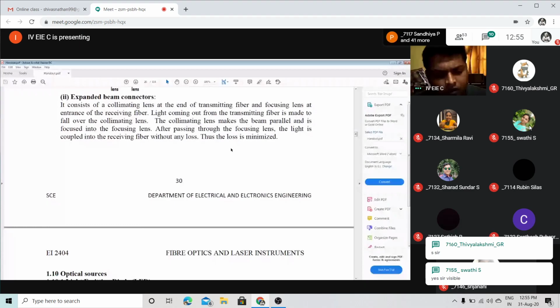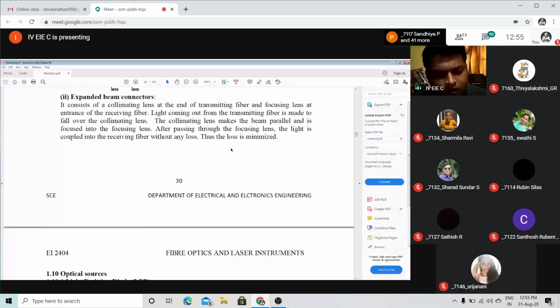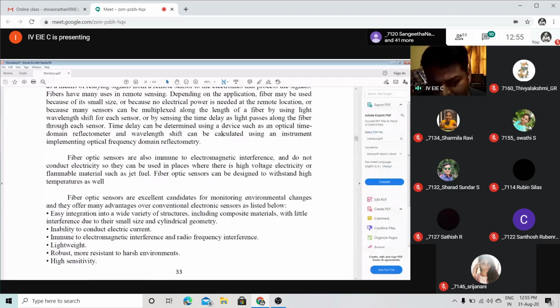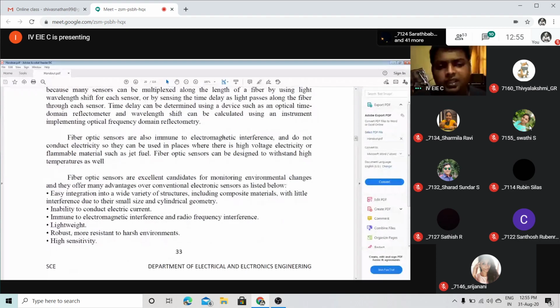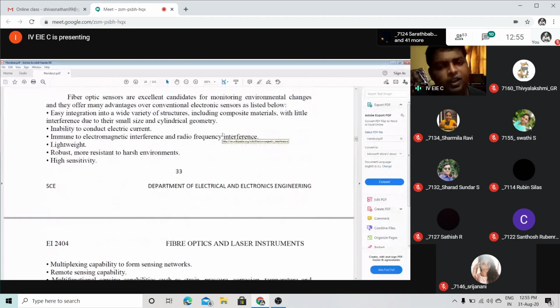The advantages of fiber optic sensors we are going to see. Take down the point: the serious advantages of fiber optic sensors. First point will be easy integration into a wide variety of structures. So you can see the points in my window. Easy integration into a wide variety of structures, including composite materials with little interference.